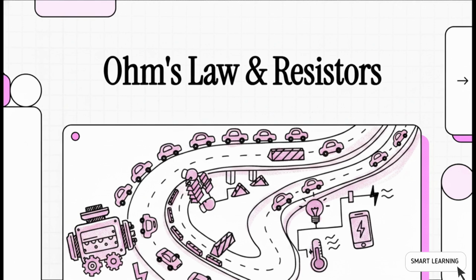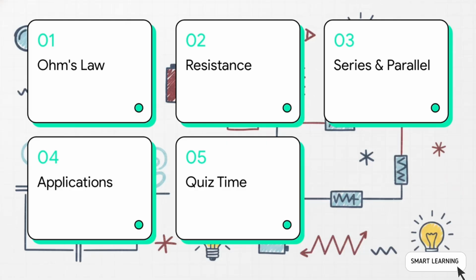I want you to think of an electrical circuit as a busy, high-speed highway system. Just like any highway, there are engines driving the cars, there's the traffic itself, and of course there are speed bumps and roadblocks along the way. So let's figure out exactly how to navigate this microscopic road together. Okay, let's dive into this.